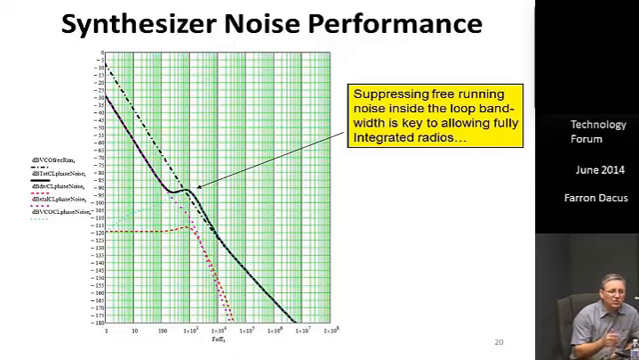but with what we call a modern fractional-N synthesizer, you can have loop bandwidths of hundreds of kilohertz or even over a megahertz, and then inside the loop bandwidth you will suppress this noise down to the multiplied crystal oscillator noise. And that's the basic trick that allows pretty good quality synthesizers to be fully integrated.